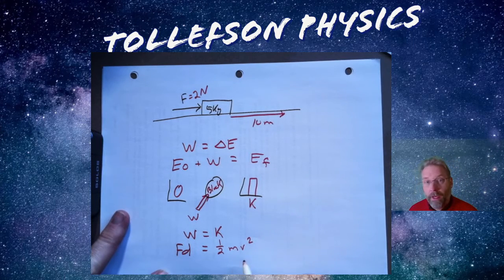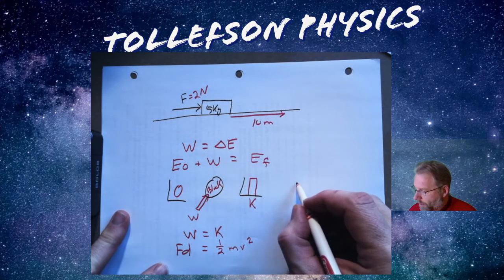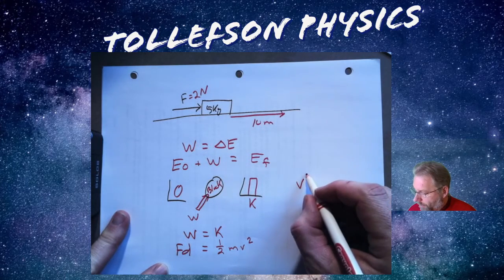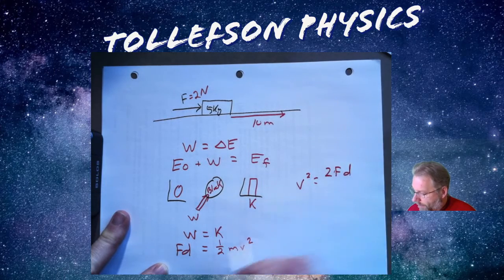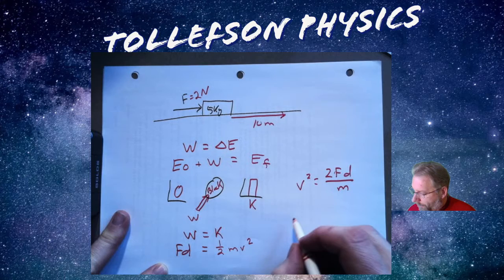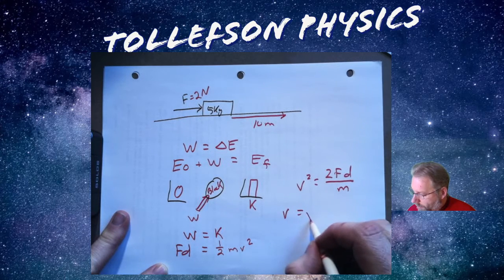So let's go ahead and solve for velocity. It's always a good idea to solve for the variable first. So velocity squared equals force times the distance, the 2 comes on top, and the mass goes on the bottom. And so then velocity equals the square root of all that.